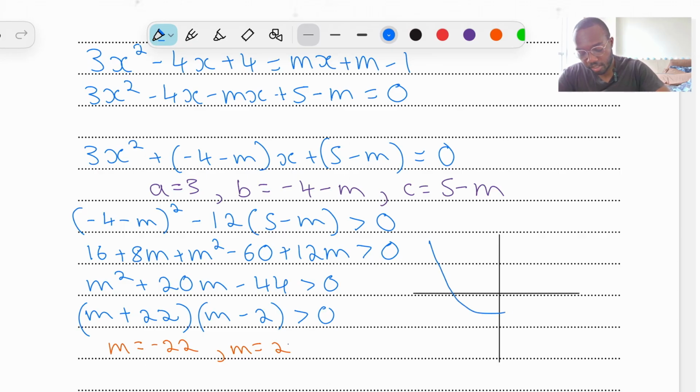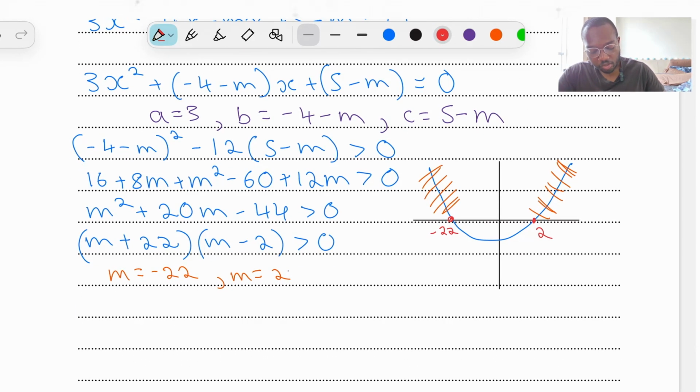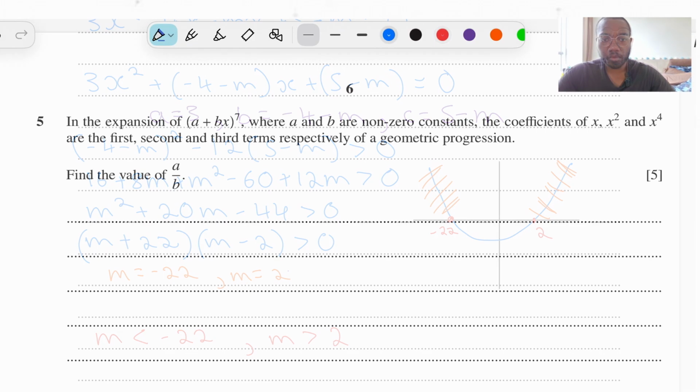It'll be just something like this, for example, where this is minus 22, and this point here would be 2. We want it when it's greater than 0, so we want all these points. That's when it's above the x-axis, okay? So therefore, looking at that, we now know what our inequalities will be. So we know that for this to have two distinct points of intersection, m would need to be either less than minus 22, or m would need to be greater than 2.